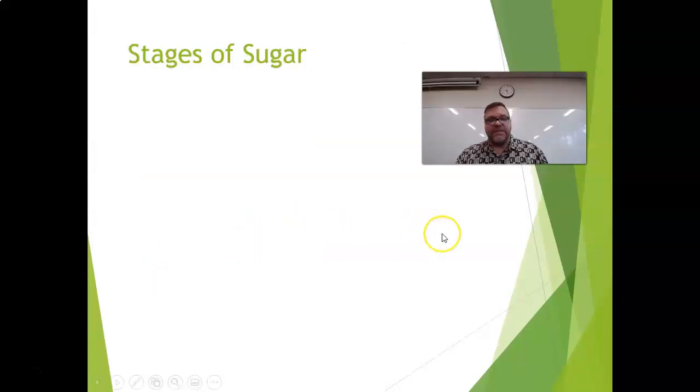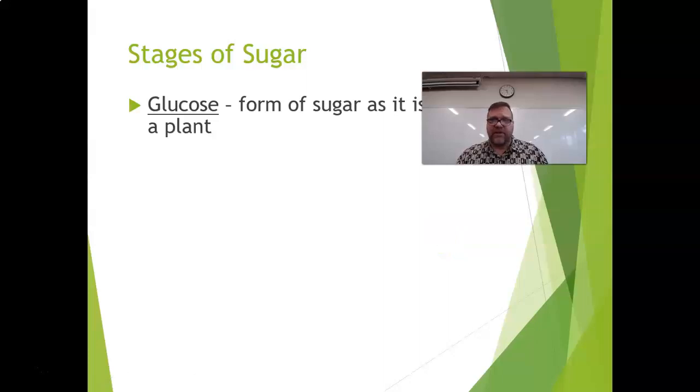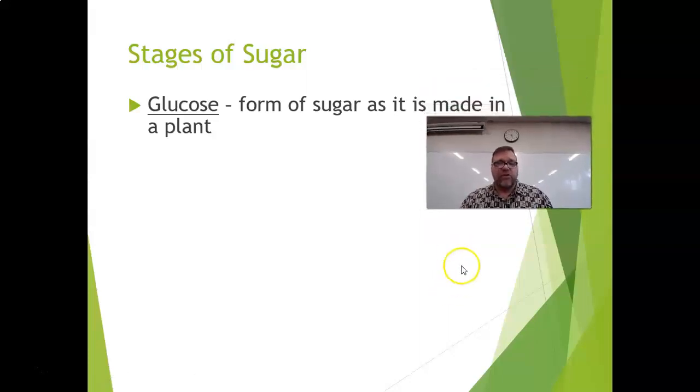All right, stages of sugar. Let's talk about that. Glucose is a form of sugar as it is made in plants. We call that glucose. Anything with an OSE ending on it means sugar. The OSE ending tells us it is sugar. It actually tells us the shape of the molecule. But there are other kinds of sugar.